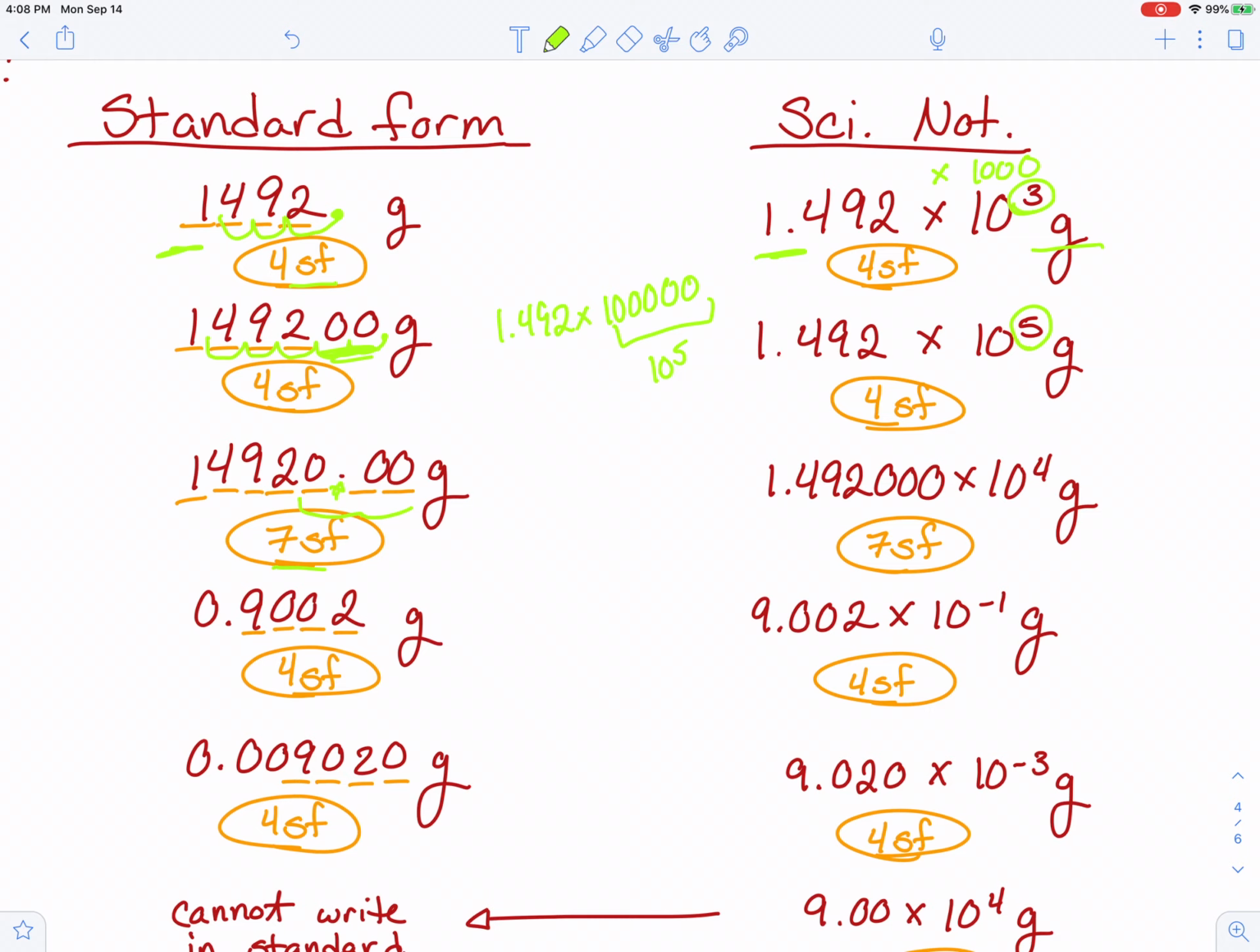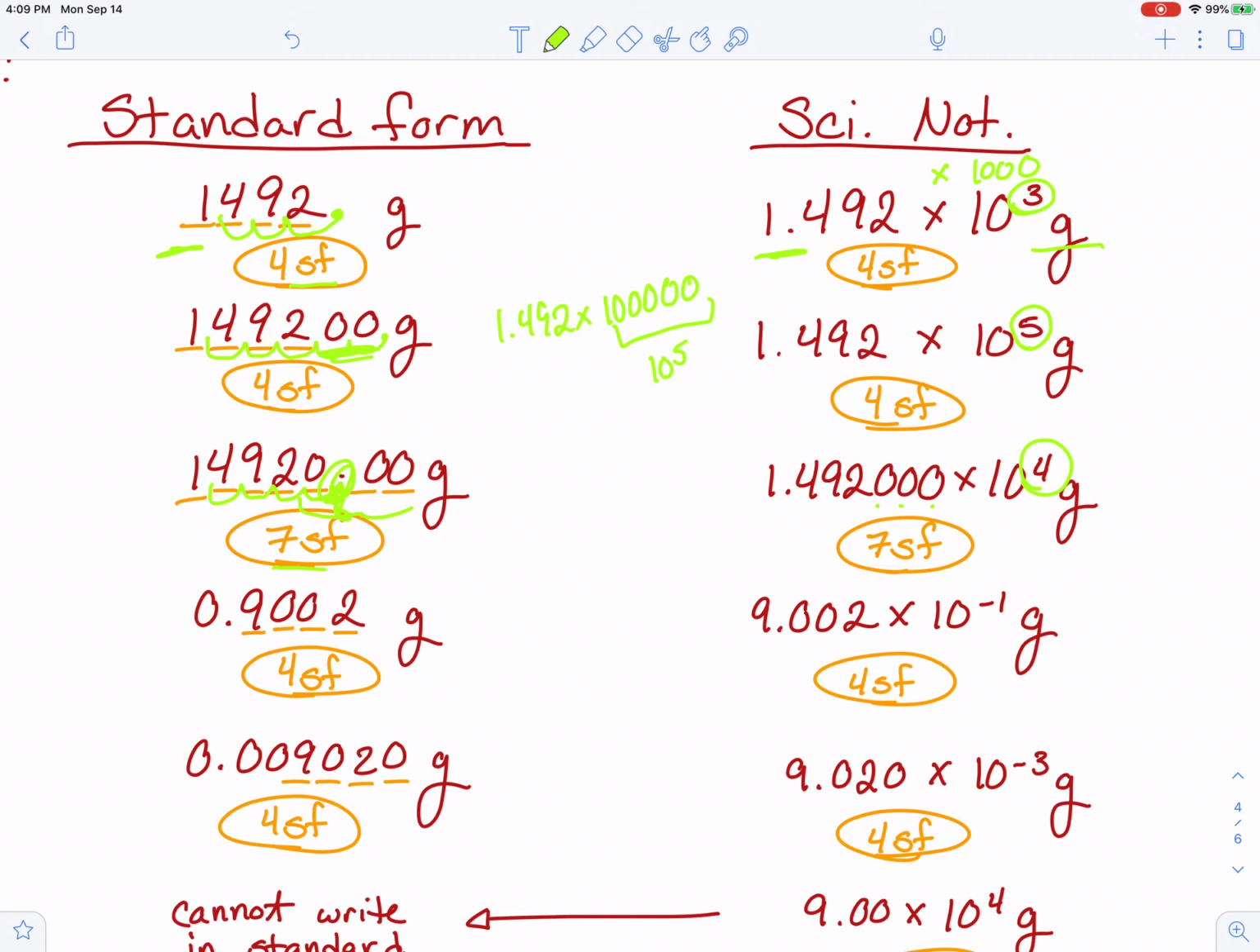That means, again, I would still write it as 1.492, but you have to include the rest of those trailing zeros because I already said they were significant by writing that decimal. So in this case, I've got all 7 sig figs here, and then times, and if I were going to move that decimal, it moves 1, 2, 3, 4 times to the left. That means it's going to be an exponent to the 4th.